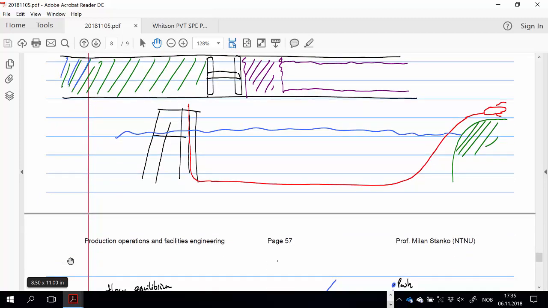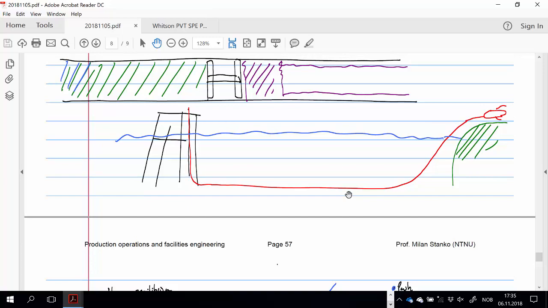Every time you have an oil flow line going from one place to another, the temperature will be reduced. You have to be careful. You have to check the wax appearance temperature, and if you're going to be below that, you have to do pigging. No other choice. Otherwise, you have buildup and it's going to block.